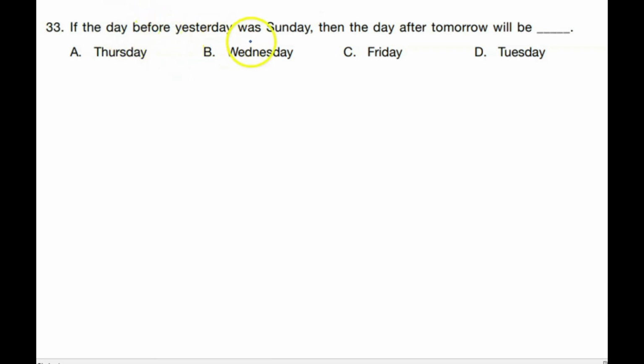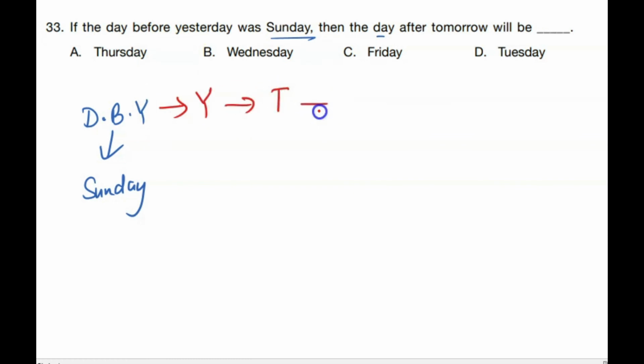If the day before yesterday was Sunday. This is DBY. DBY means day before yesterday. Information about the day before yesterday is given to us: it was Sunday. Then day after tomorrow. So what comes after the day before yesterday? Yesterday comes, then today, then tomorrow, then the day after tomorrow.